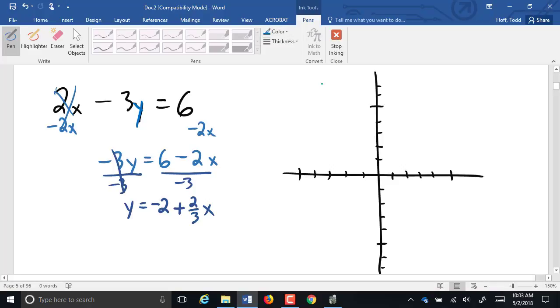So where do we start to graph this? Start at negative 2, right? And from there we go up 2 over 3. There's our second point. So that's our line.